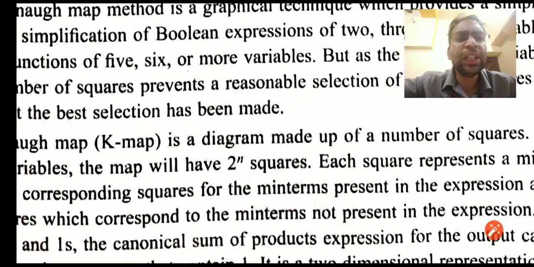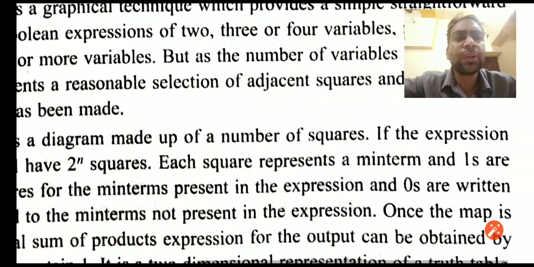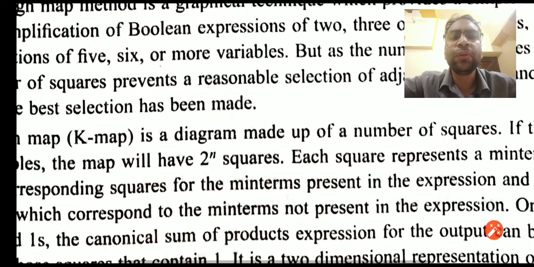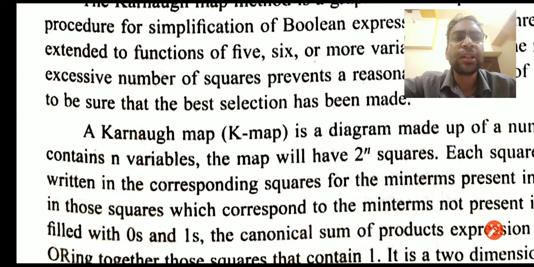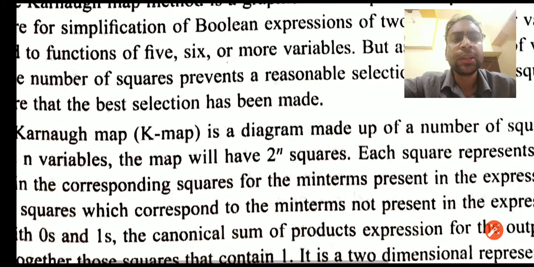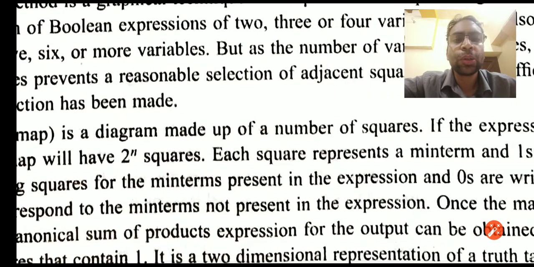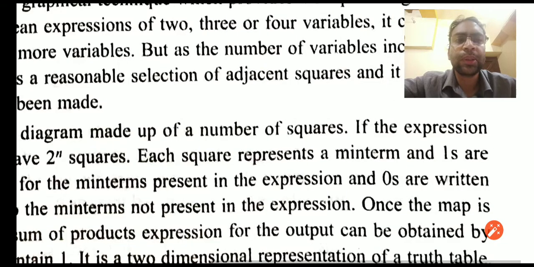A Kmap basically is a diagram made up of a number of squares. If the number of variables in the expression is n, the map will have 2 to the power n squares. So if we have a Boolean expression with two variables, let's say ab bar plus a bar b, there are two variables a and b, so the Kmap will have 2 to the power 2 squares, that means 4 squares.